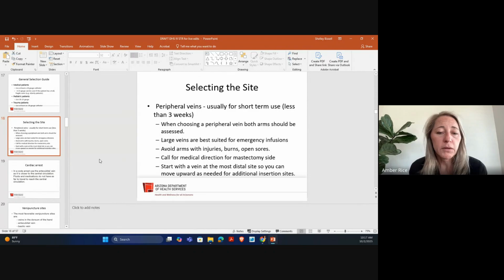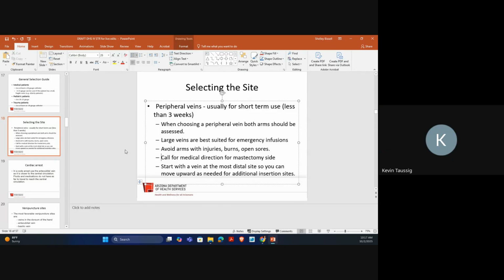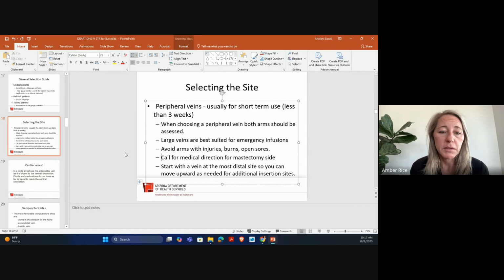I have in here call for medical direction for mastectomy side, unless we would just want to say don't put in a mastectomy side. Question for the group. I would say avoid that side. Just say avoid mastectomy side. Yeah, I like that too.